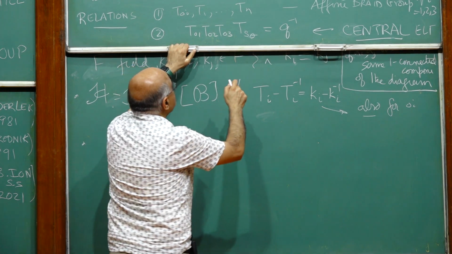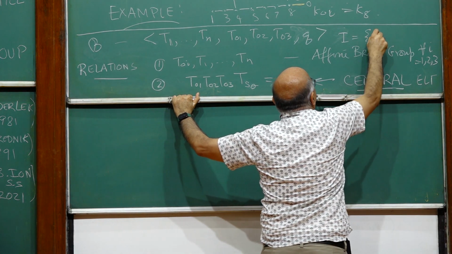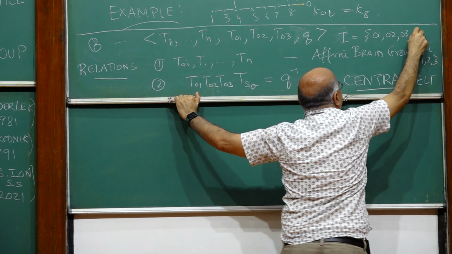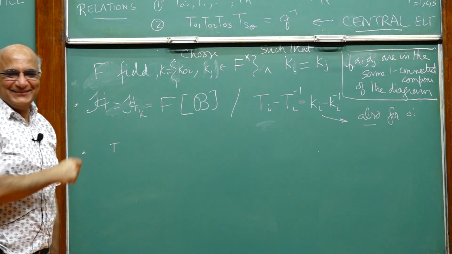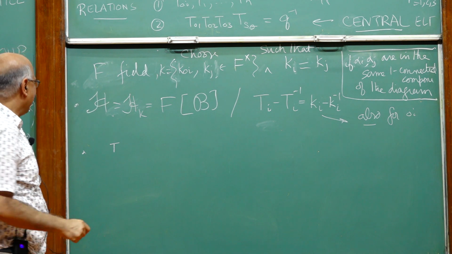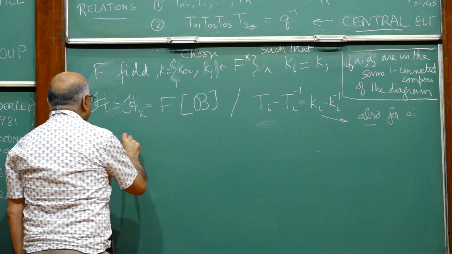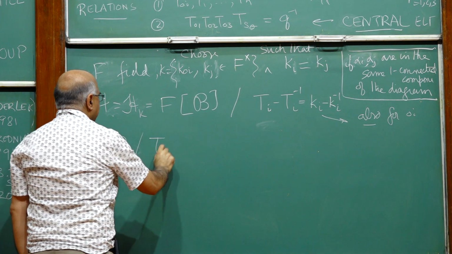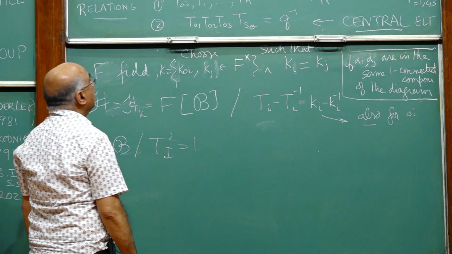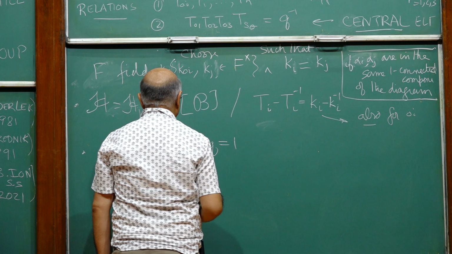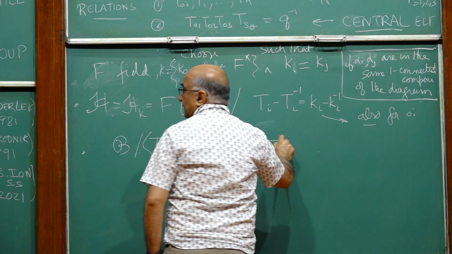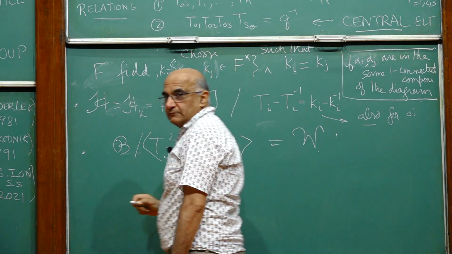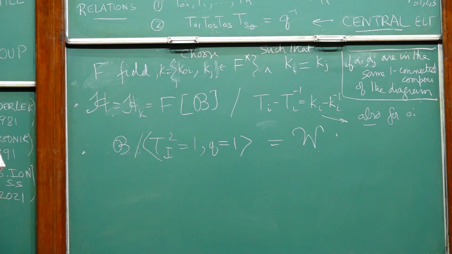So the physicists use I, this index set, so I will use capital I. I've been talking to physicists, and they just make up something. If I just look at B mod Ti squared equals 1 and Q equals 1, if I just quotient this, then this is that guy. So, in particular, we have a presentation.